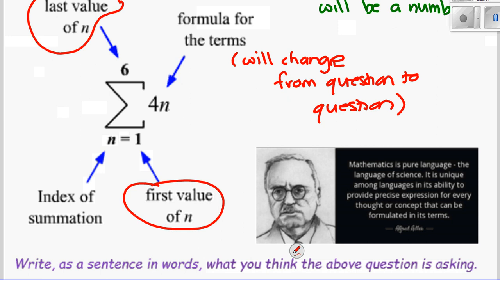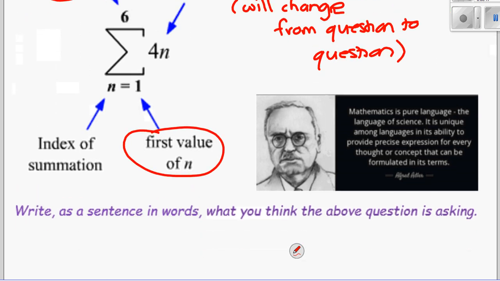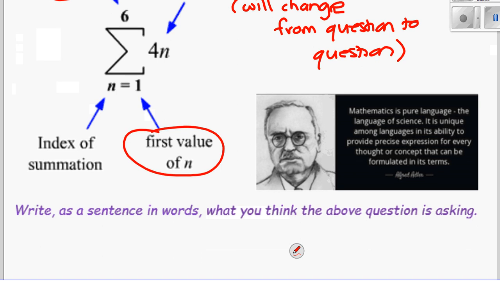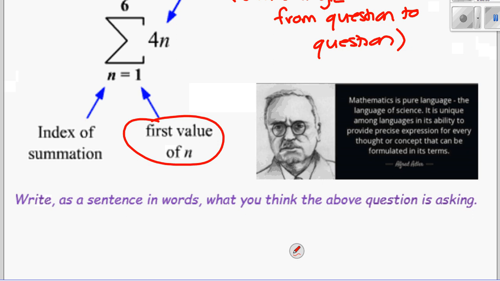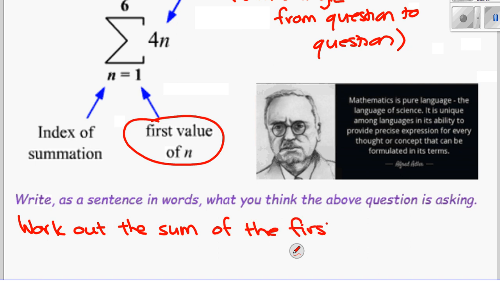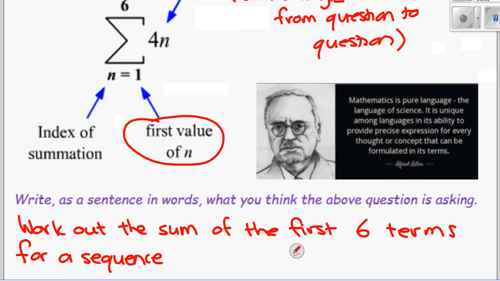Okay, so write as a sentence in words what you think the above question is asking. You could write it in your own words. So it's asking you to, let's say, work out or evaluate, work out the sum of the first 6 terms for a sequence which follows the rule 4n.